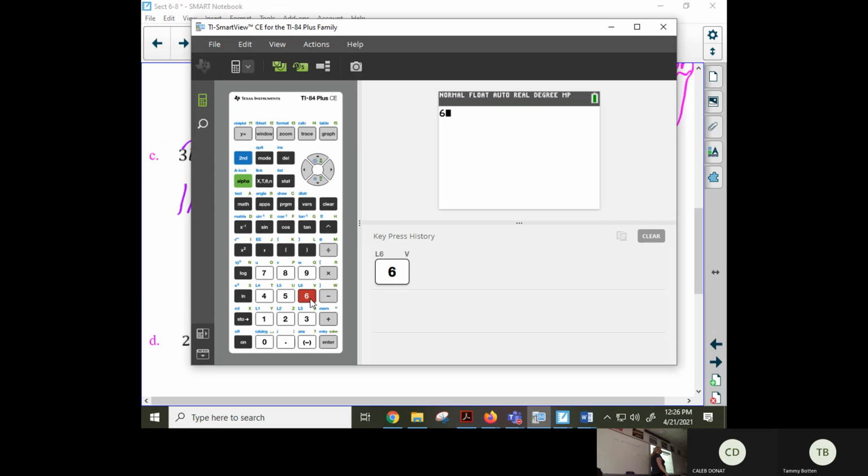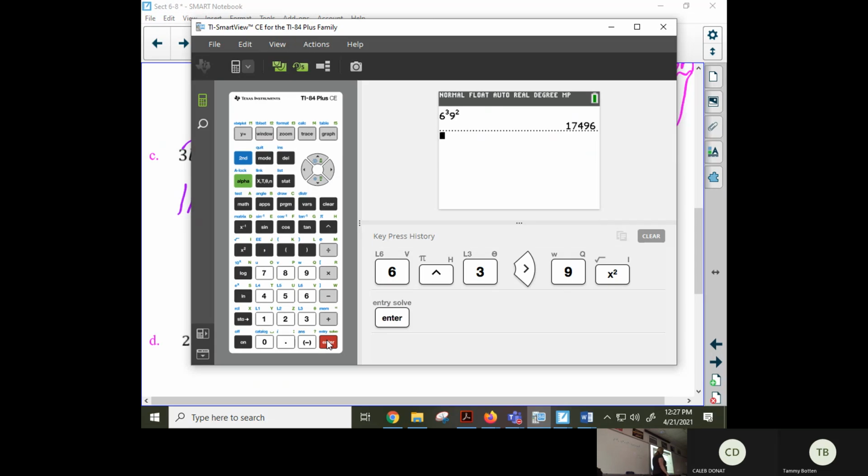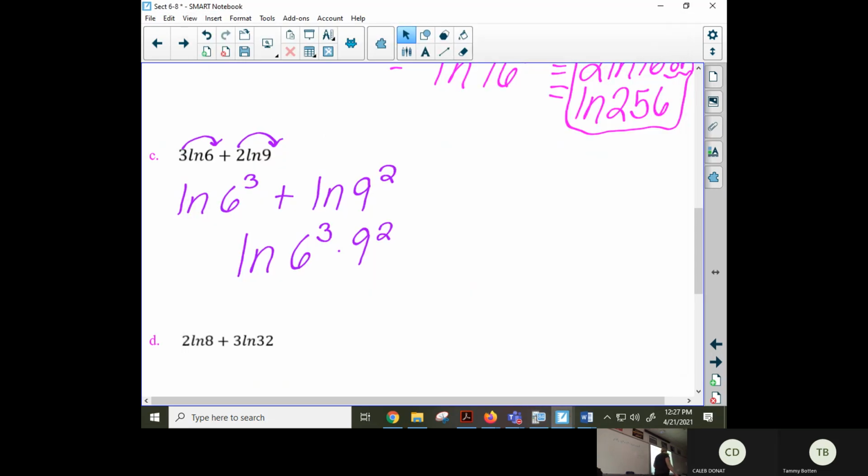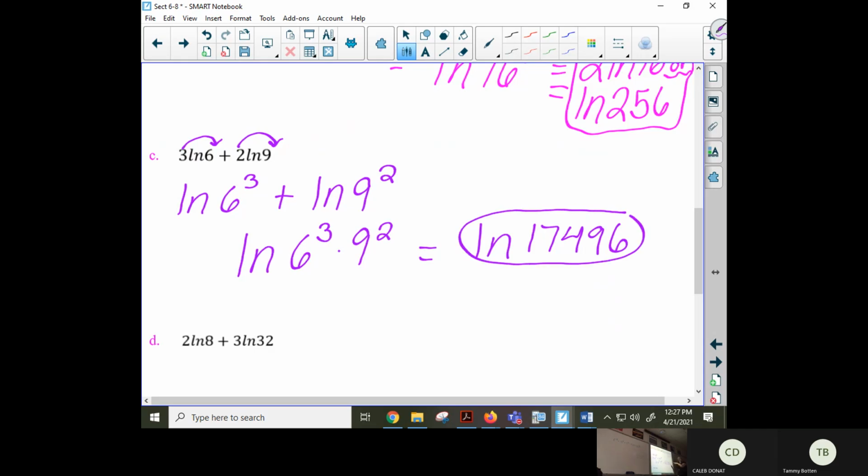Do you guys know how to do 6 to the third? Have I talked about this? Up arrow, 6, up arrow, 3. And then you have to just hit that right arrow times 9 squared. And did you guys get 17,496? So I would leave this one as natural log of 17,496. And you're going to have a larger number like that when these two cannot be written as powers of the same base.